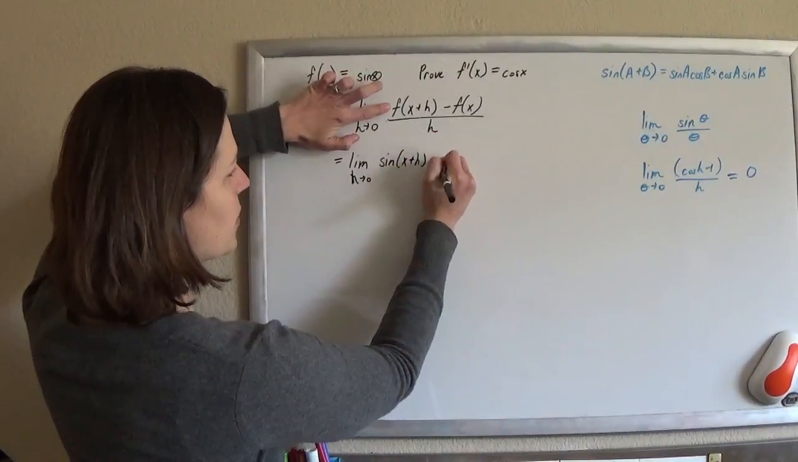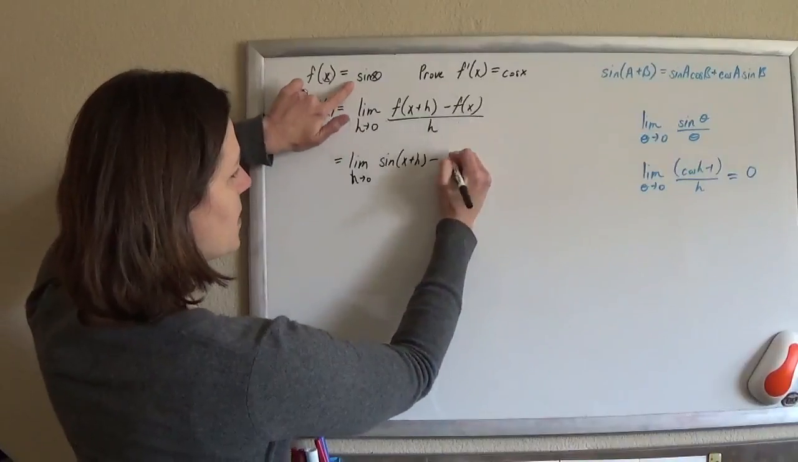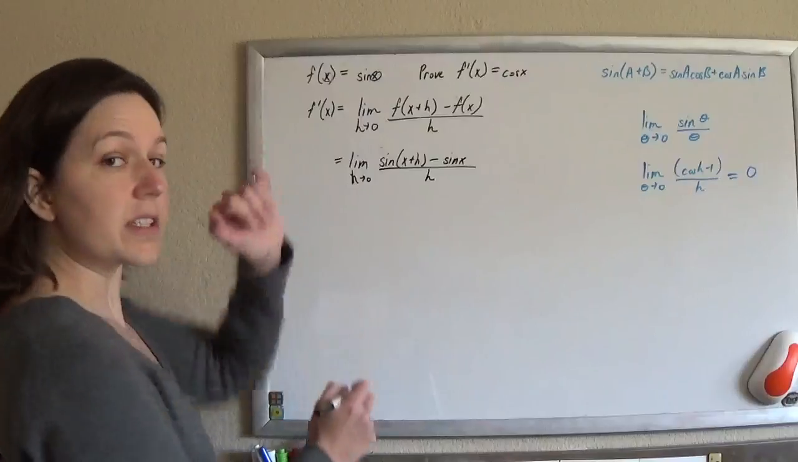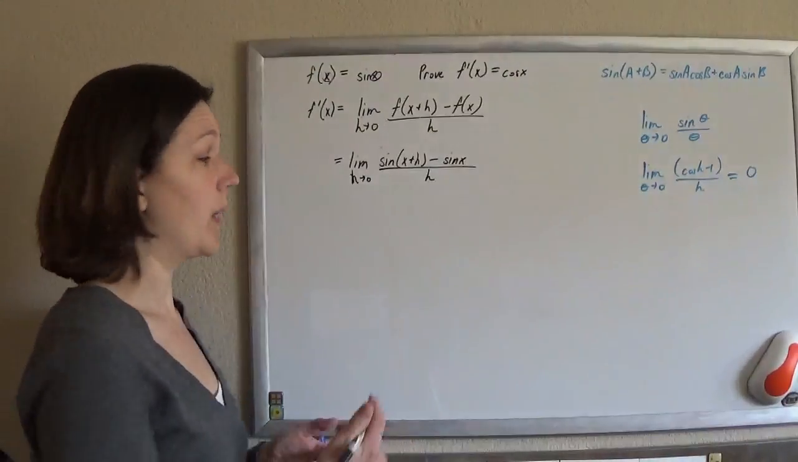And then we're just going to subtract our original function. So I'm going to subtract the sine of x. And I'm going to throw that all over h. So there's our setup. Now what?